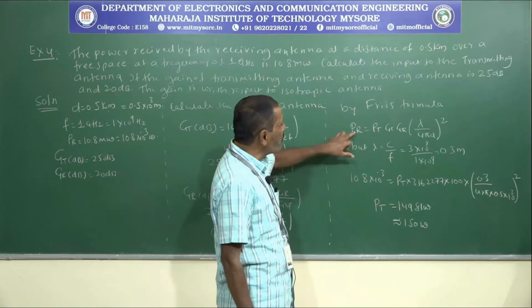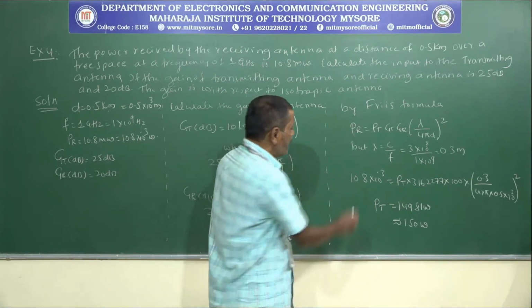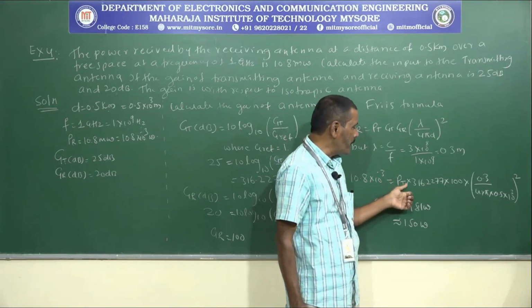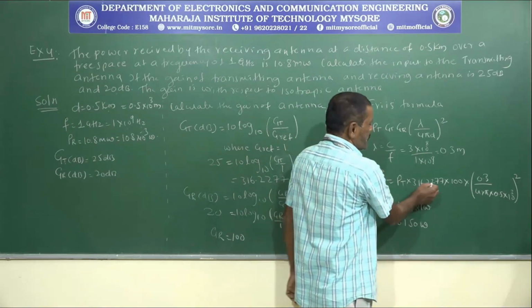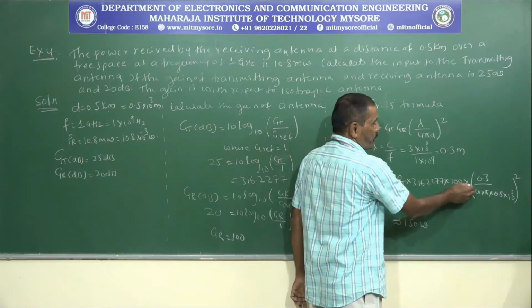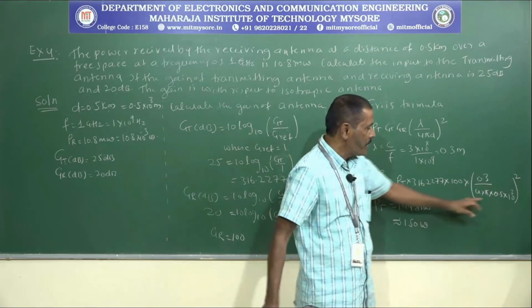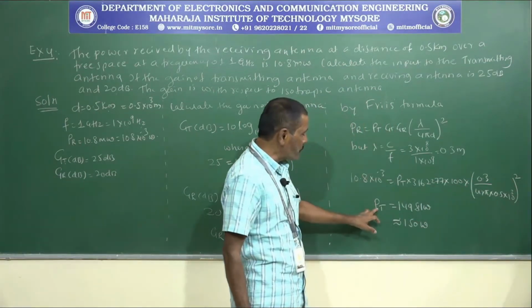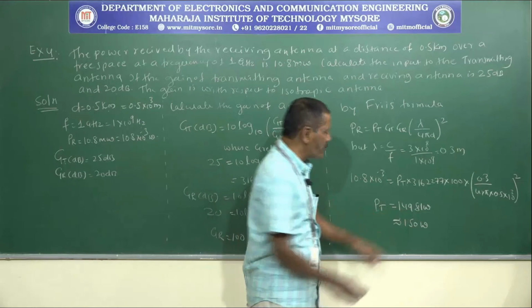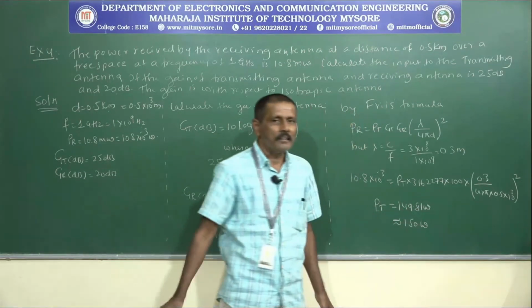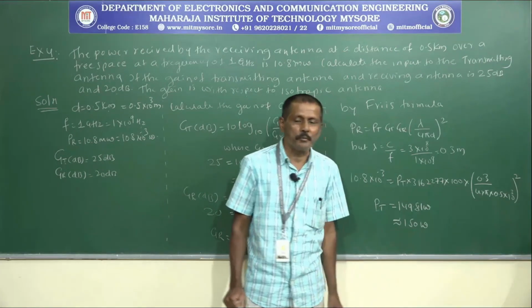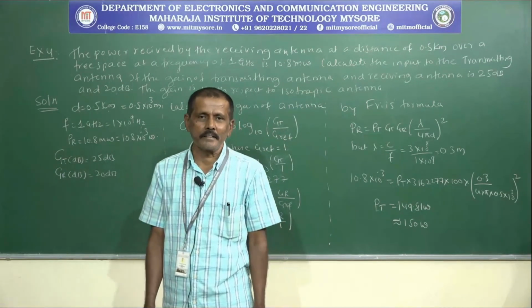Then substitute all the values in this equation. 10.8 into 10 to the power of minus 3 equal to PT into 316.2277 into 100 into 0.3 divided by 4 pi into 0.5 into 10 to the power of 3, whole square. Therefore, we are getting PT equal to 149.81 watts, and we are rounding it to the nearest integer. So this is going to be 150 watts.